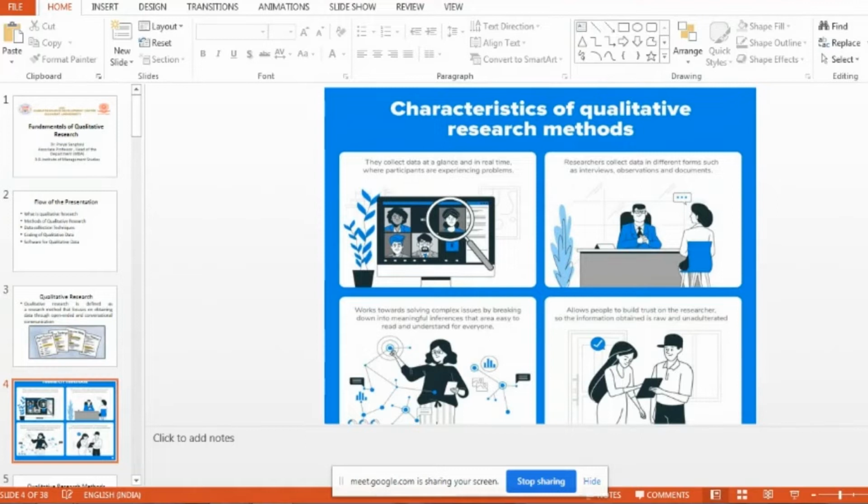Second characteristic of qualitative research: the researcher collects the data in different forms such as interviews, observations and documents.